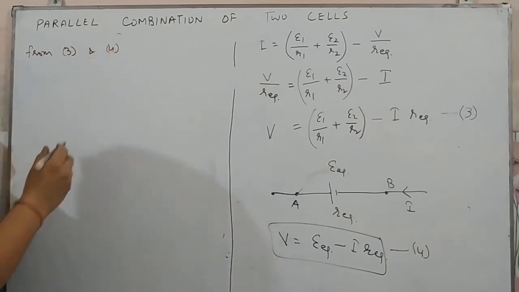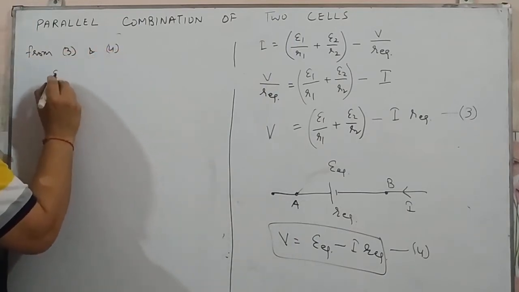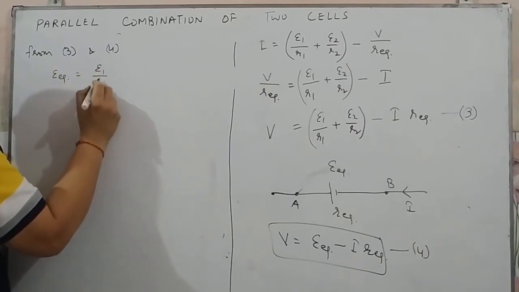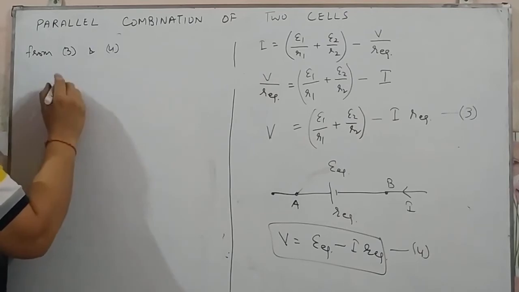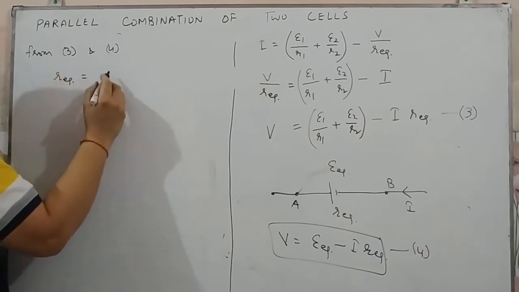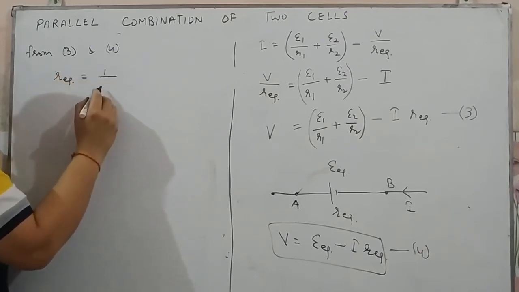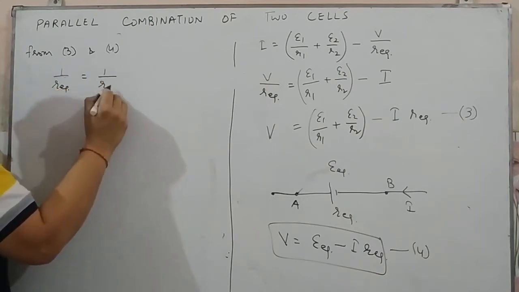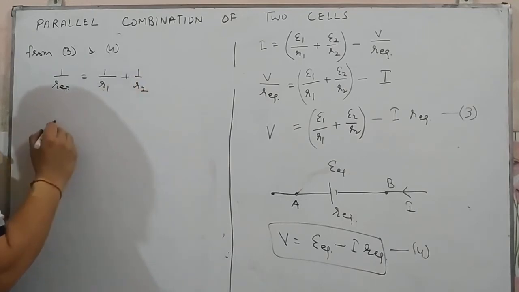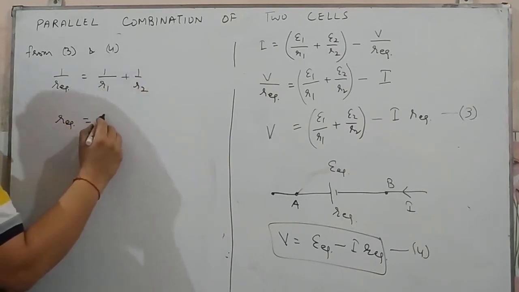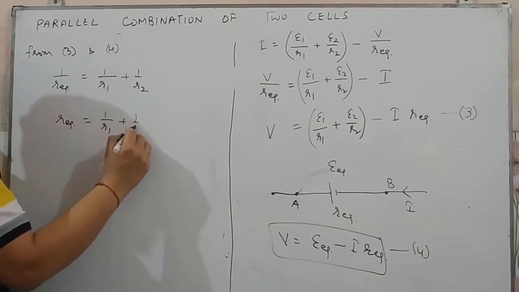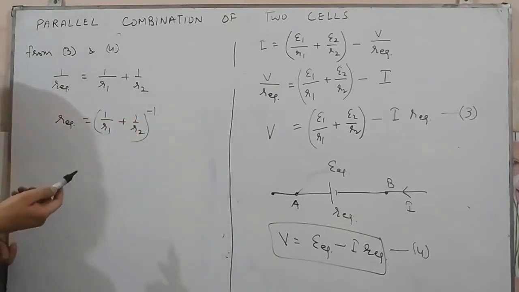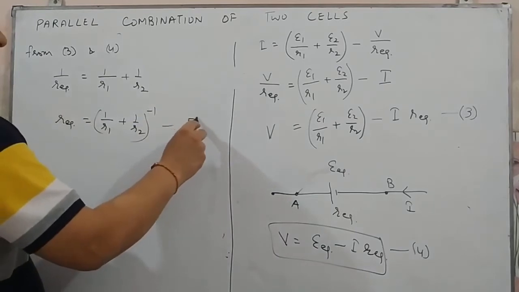We have E equivalent equals to E1. Do one thing, first we write R equivalent. R equivalent equals 1 upon R1 plus 1 upon R2, or you can write it as R equivalent equals (1 upon R1 plus 1 upon R2) to the power minus 1, as we solved earlier. So, result number 5.